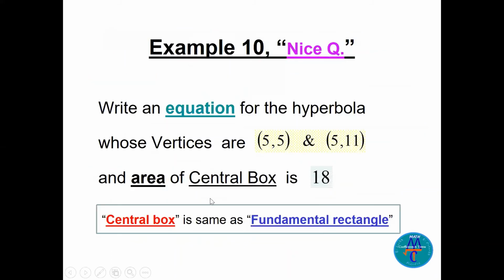This is a nice question. Write an equation for the hyperbola whose vertices are (5, 5) and (5, 11), and the area of the central box is 18. Remember, the central box is the same as the fundamental rectangle.